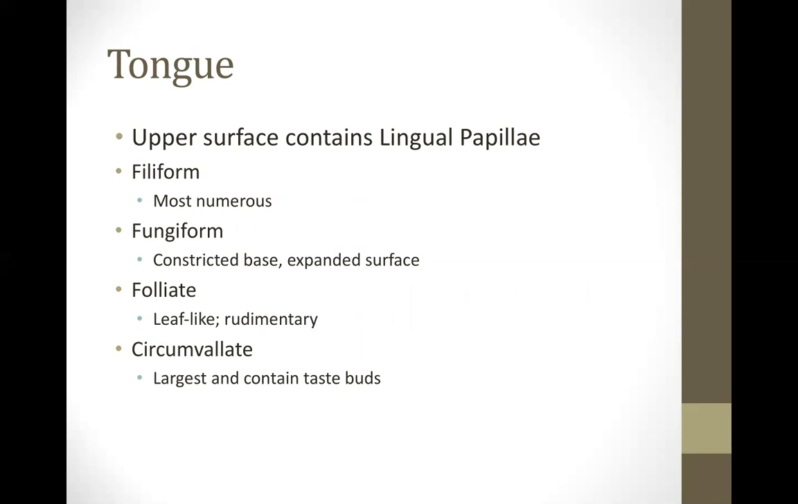Your fungiform papillae have a constricted base and an expanded surface. Then the leaf-like papillae, which are rudimentary, are actually common sa animal, not so common sa humans. You have your foliate. If filiform papillae are the most numerous, the largest is the circumvallate papillae. And that contains your taste buds.